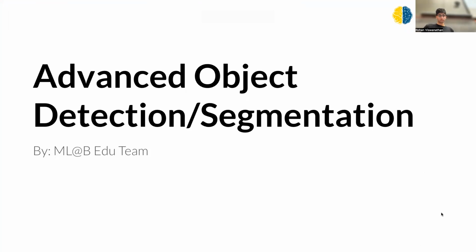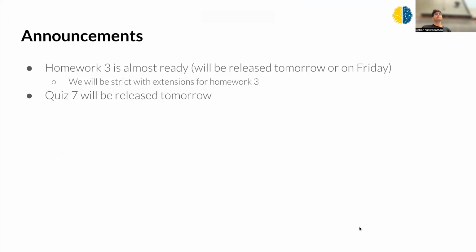Just want to go over some quick announcements. Homework 3 is almost ready, should be released tomorrow or on Friday. We are going to be much stricter with the extensions of homework 3 because people just sort of abused them for homework 2. Just want to give a heads up about that. Quiz 7 will be released tomorrow, hopefully. Really sorry for the delays. We will extend the due date for that quiz to account for that.